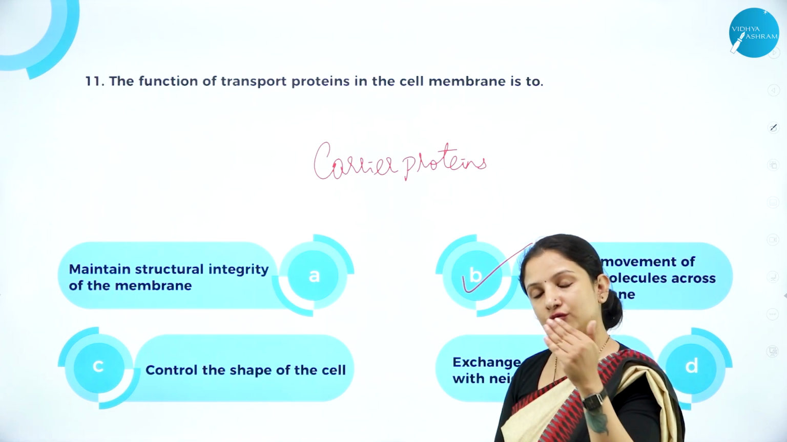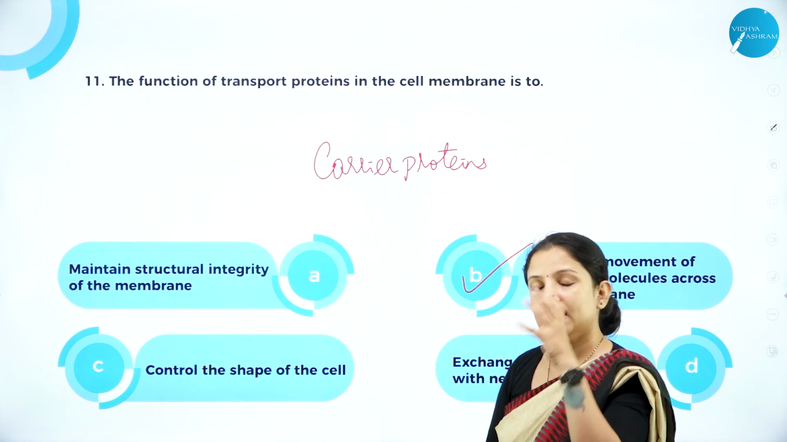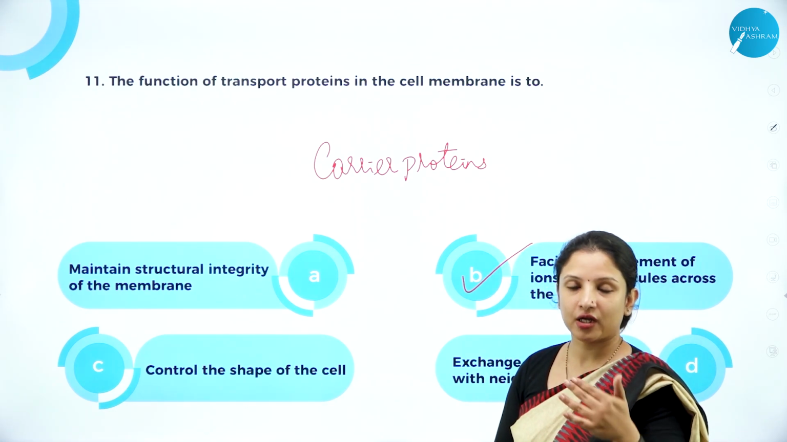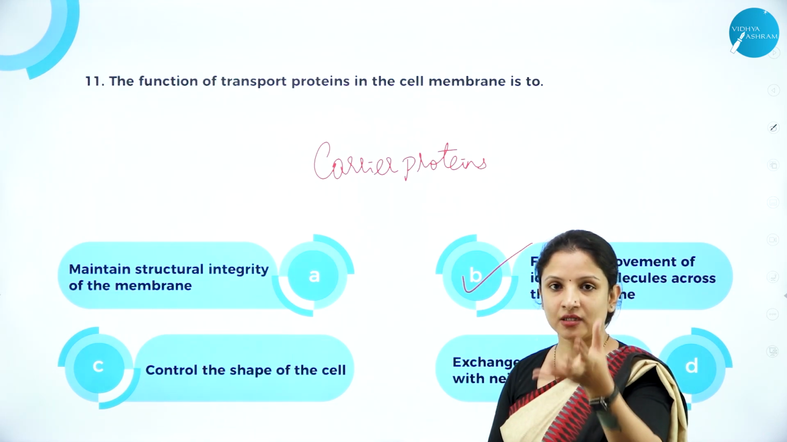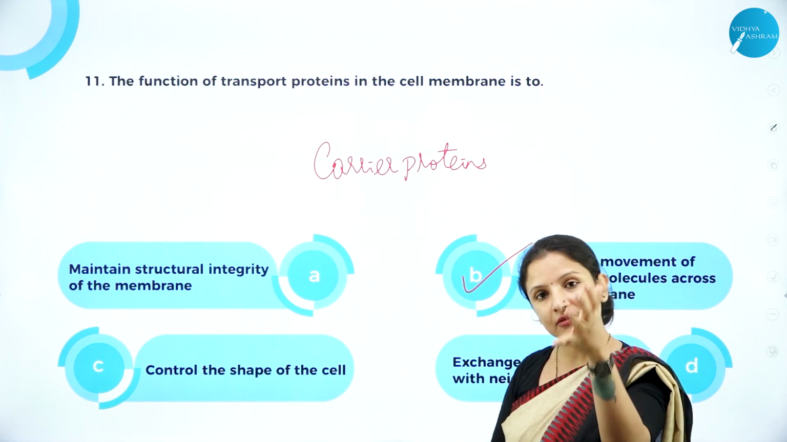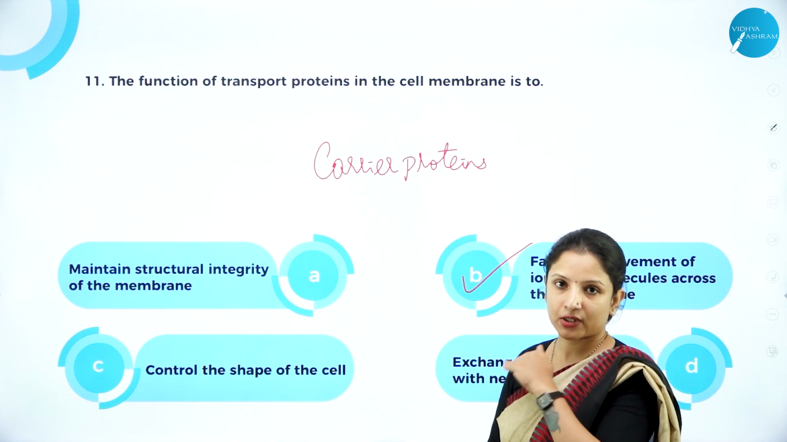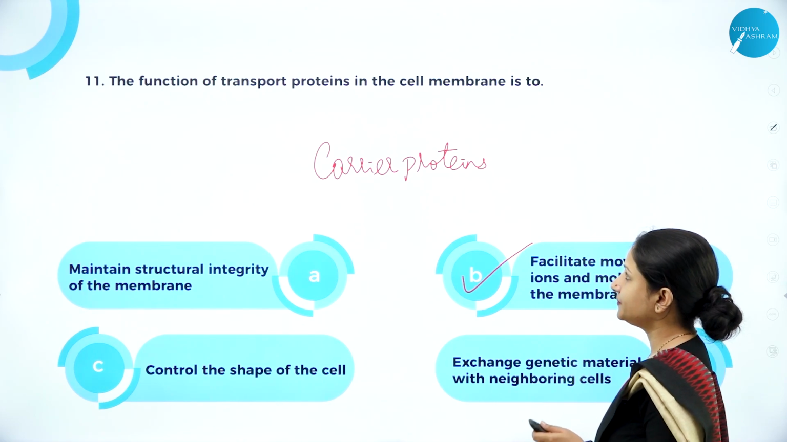because some of the ions cannot easily enter through the cell membrane into the cytoplasm of the cell. It is at that time these proteins act like a transport. They are called transport proteins or carrier proteins. They act like vehicles wherein these ions go and cling to these carrier proteins, and then they are carried into the cytoplasm of the cell through the plasma membrane. So therefore, option B is the right answer here.